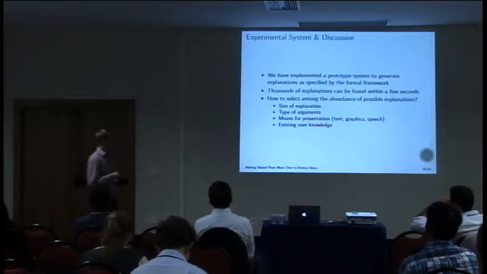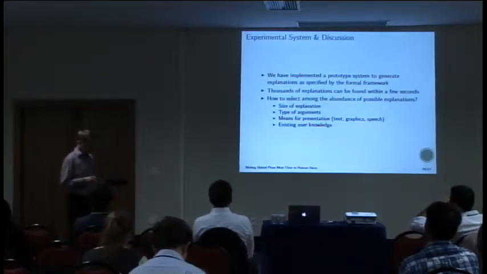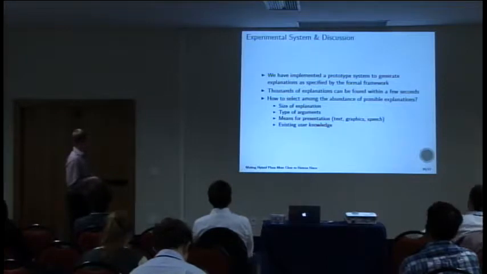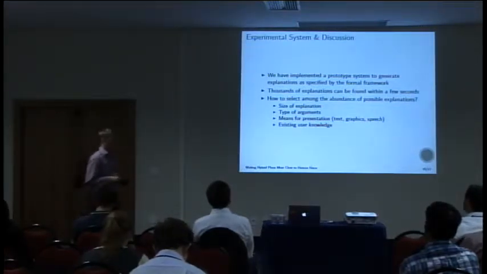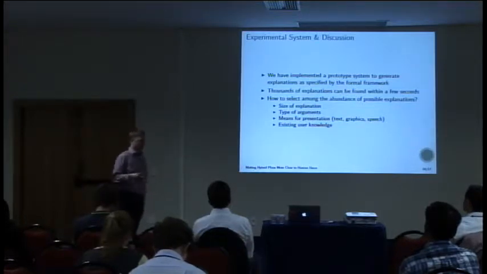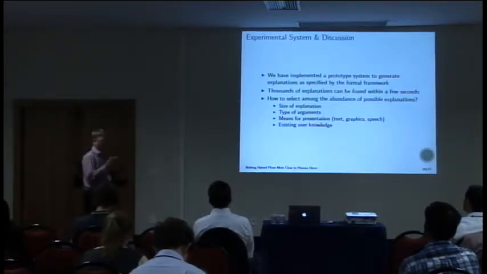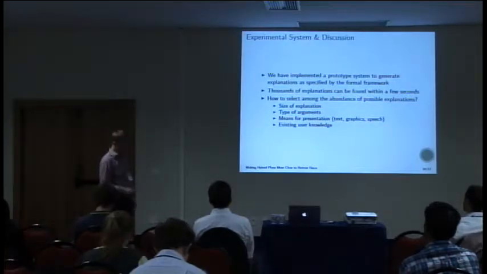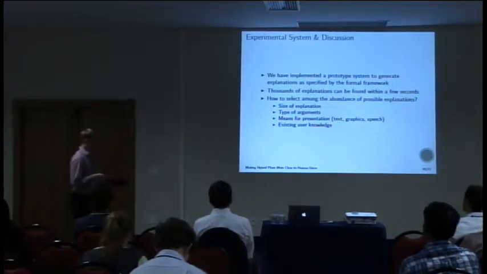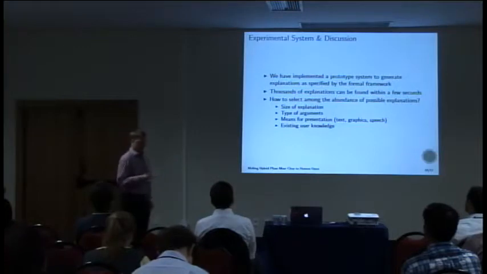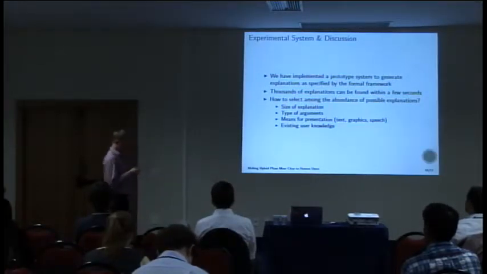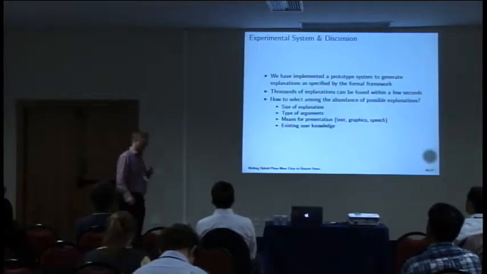So the question is not how to generate an explanation efficiently, it is how to select among this large abundance of explanations. So there are a few quality features that come to mind, such as the size of the explanation, the type of argument used, the means we have available for presentation, so if we can display only text or graphics, or if we only want to give out some speech. And of course, it is important to know what knowledge the user has about this application domain. For example, to decide on what level of abstraction you want to explain what part of the plan.